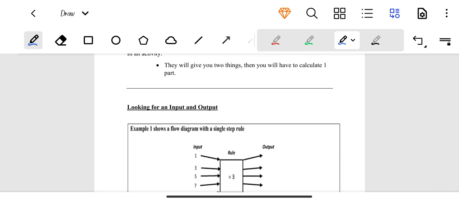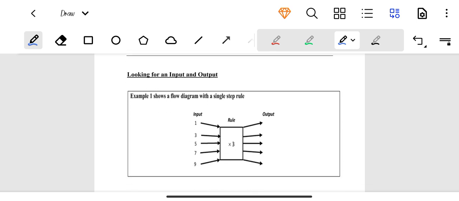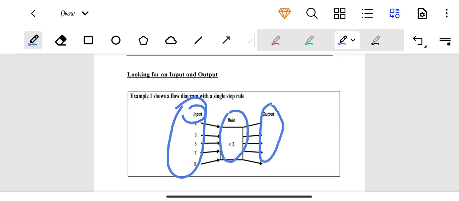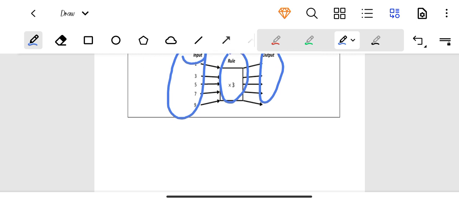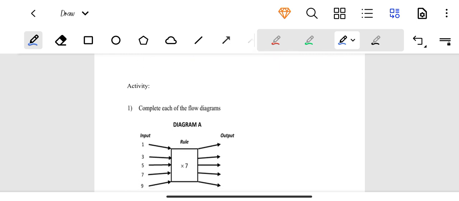Looking down below, I provided an example of how you draw a flow diagram. Remember I stated that it is made up of three parts. We have the input, which is always on this side. The rule is always in the middle. And the output is always on the other side.